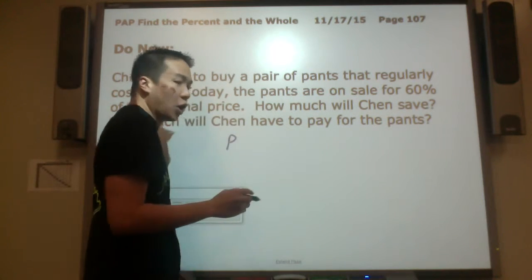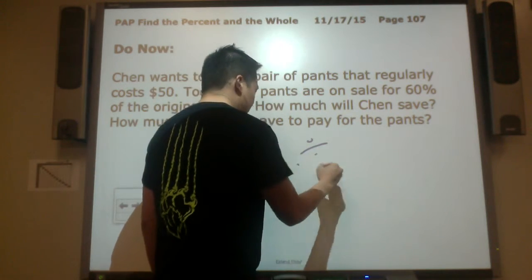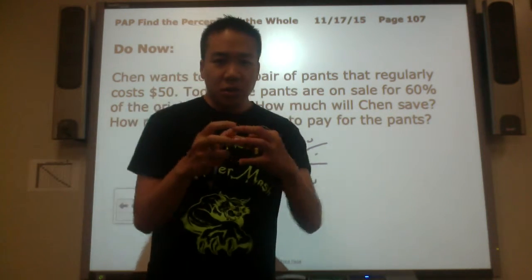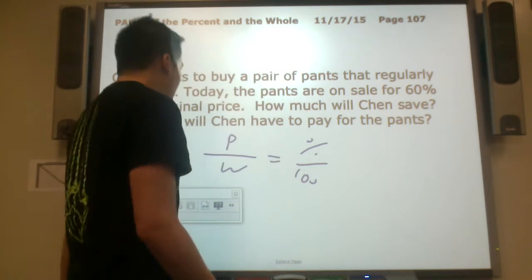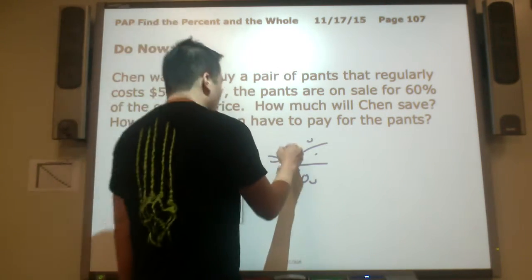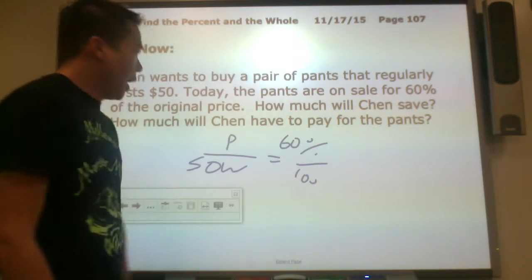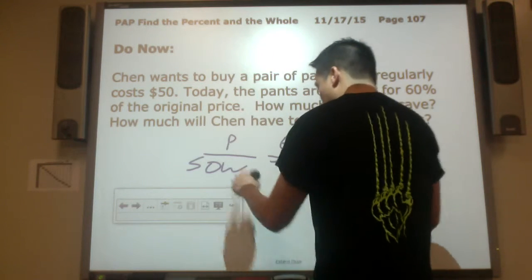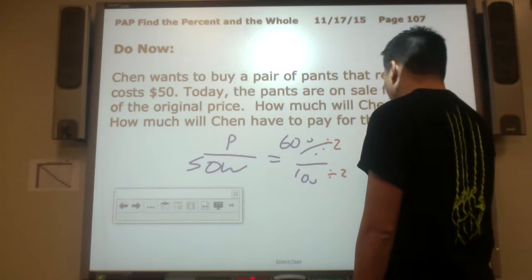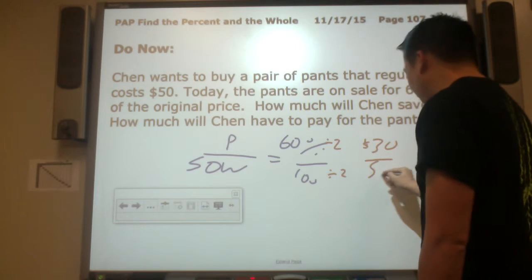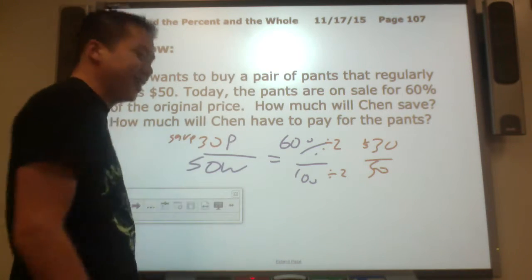So you could draw a percent bar, or you can use the percent proportion of part to whole, which is percent per 100. So we know that it's 60% off. The whole price was 50 bucks. How do you break it down from 100 to 50? Divide by 2. So I get 30 over 50. So the part that he will save is $30.